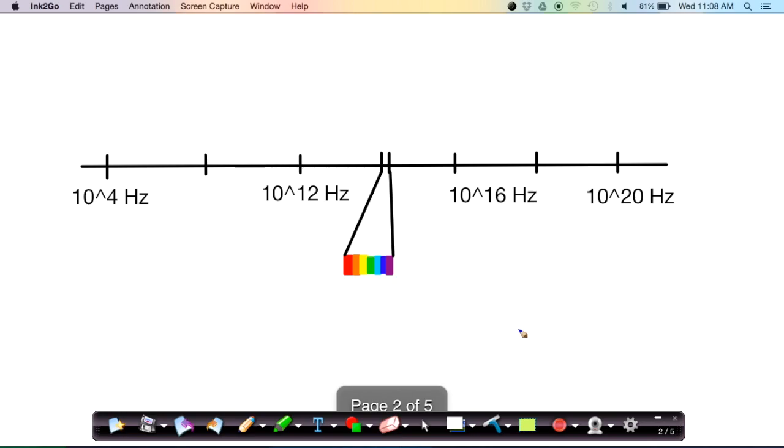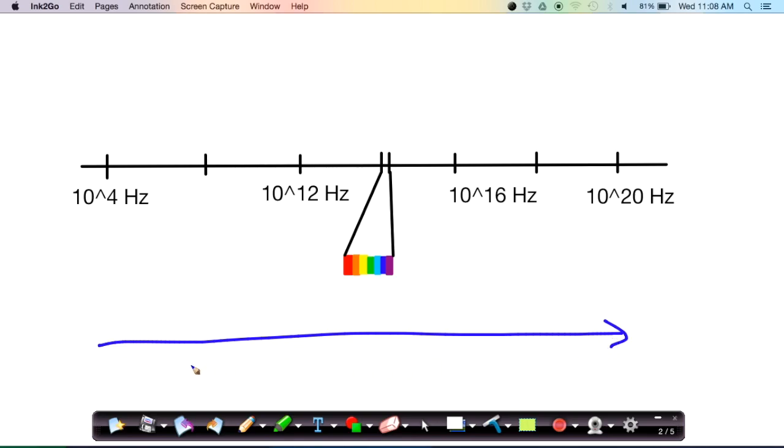So let's take a look at this little graphic here. This is an outline of what's referred to as the electromagnetic spectrum. And this is arranged in order of increasing frequency in this example. So we've got the lowest frequency on the left side and the highest frequency on the right side. We're going from 10 to the 4th hertz on the left all the way to 10 to the 20th hertz on the right. So frequency is increasing from left to right.